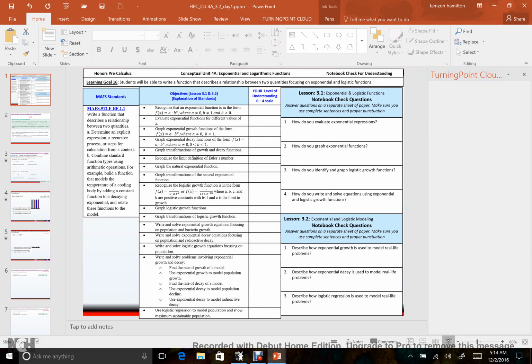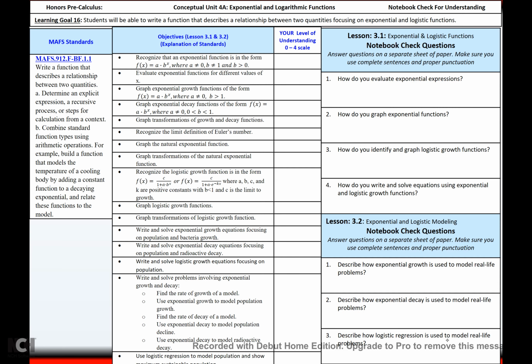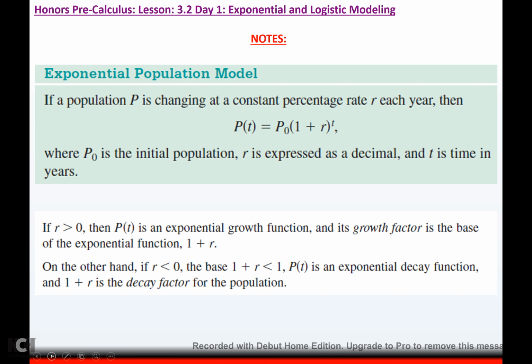All right, today we are going to talk about more exponential and logarithmic functions. So we're going to talk about a population model. It says if a population P is changing at a constant percentage rate R, so R is the percentage rate that the population is changing by, T is time, and P sub naught is called the initial population. And make sure you express R as a decimal, and T is time in years.